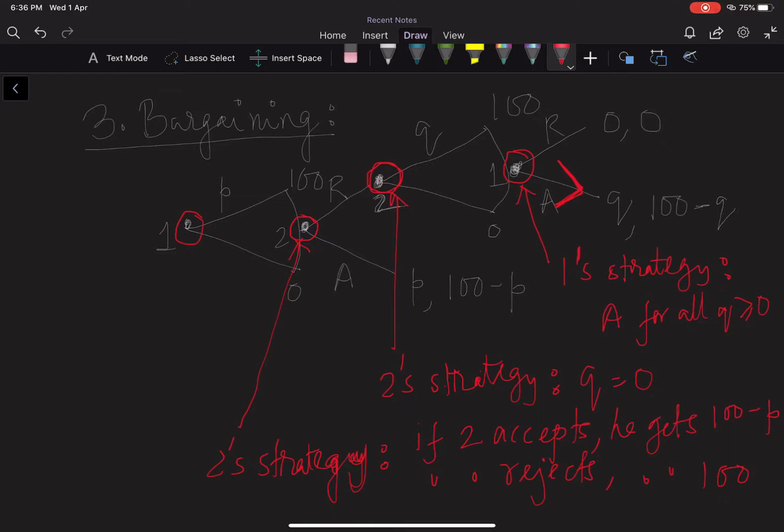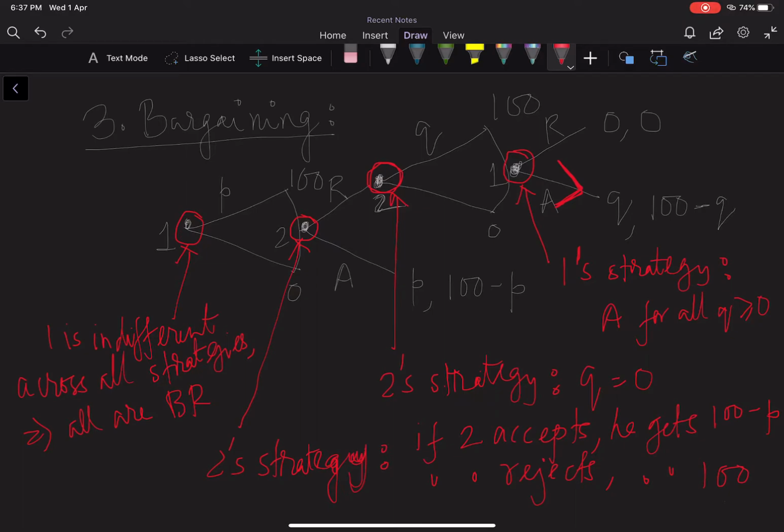So basically here the point is, 1 is indifferent across all strategies, which implies all are best responses. So then 1 may offer 100, may offer 50, it doesn't matter.